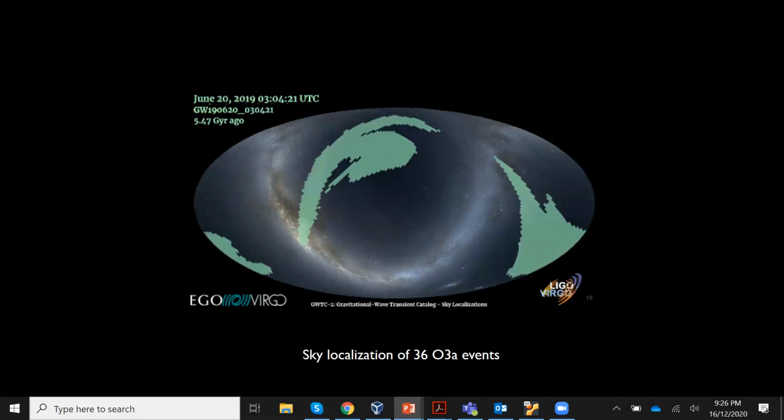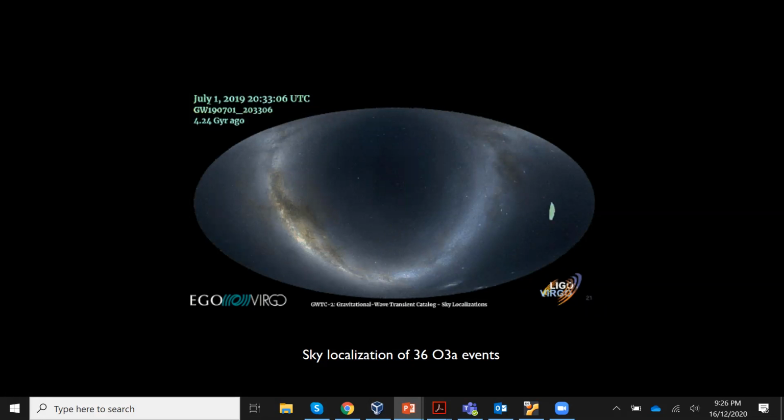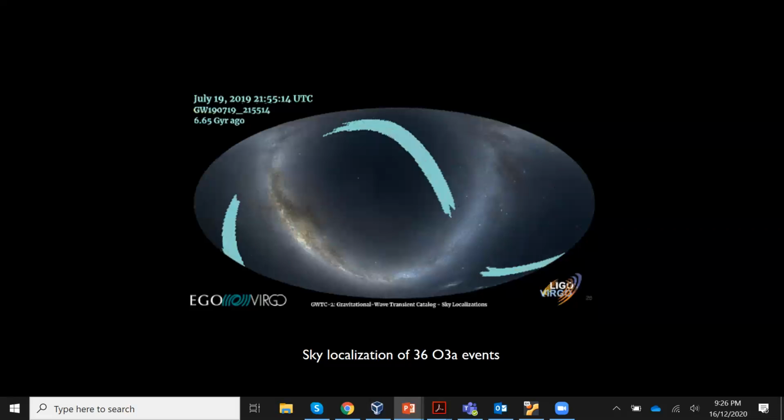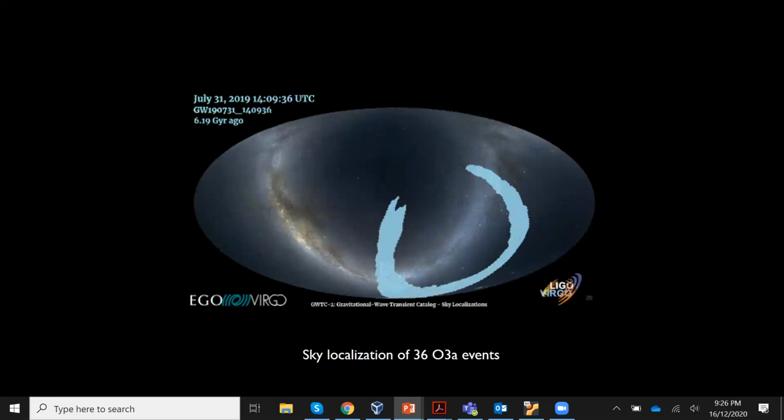And that's because only maybe 1 or 2 detectors were in operation during that time. So if you have 2 detectors, we get only a ring in the sky, just like we saw in the video in the previous slide. And if just 1 detector is in operation, then we basically cannot constrain the sky position at all, and we get contours all over the sky.